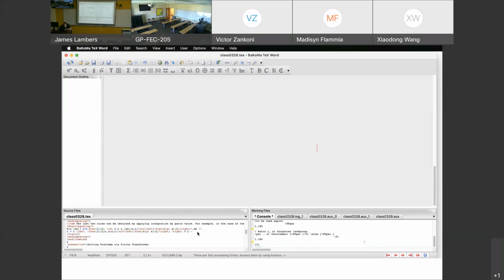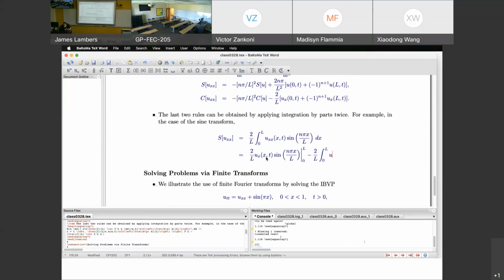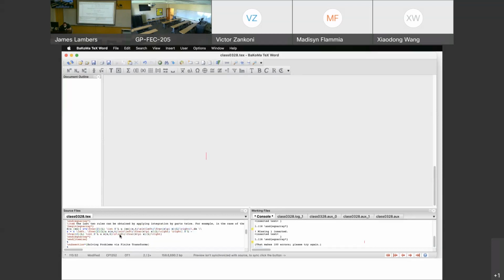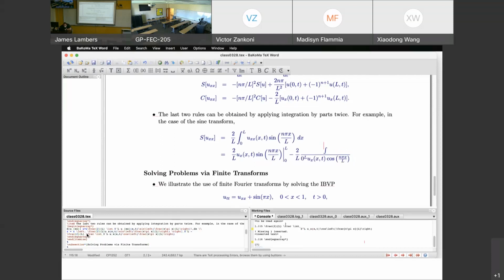So I'm still going to have my factor of 2 over L, integral 2 over L. Right. So I'm going to have v, which is ux, du. So the derivative of sine n pi x over L will give me cosine, but times n pi over L. So I need to include that here.